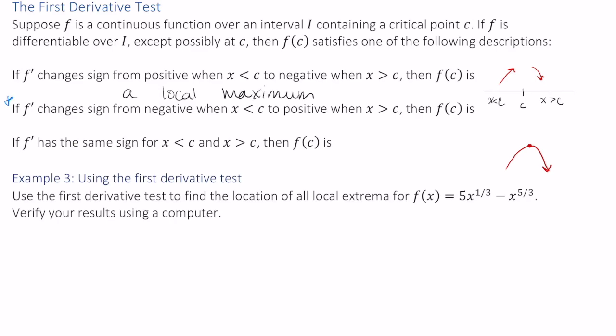Now let's explore the second case, and I'm going to use blue for this. So our derivative changes from negative to positive. So our derivative is going downhill, then uphill. What is that going to look like? Something like this. And if you said this is a minimum, you are correct. So when the derivative changes from negative to positive, then f evaluated at c is a local minimum.